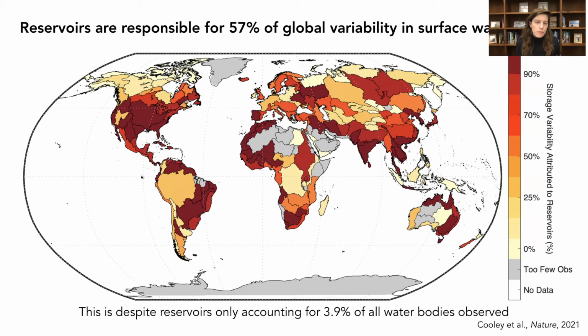Similarly, as with the patterns in water level, we see quite a bit of regional variability. So in northern regions, we see where there's not a lot of people and not a lot of reservoirs, a low percentage of the variability is associated with humans.